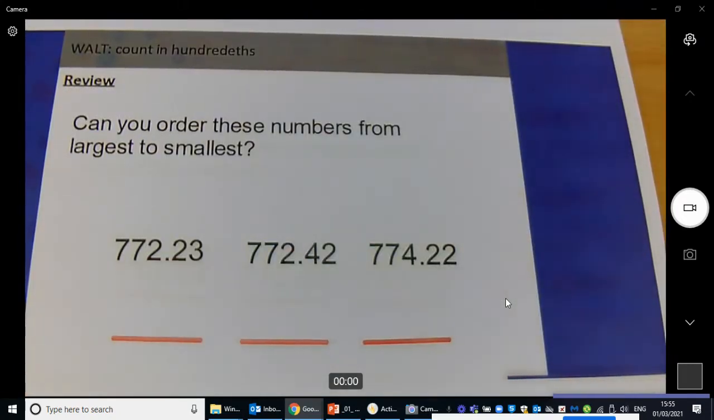So before we get into today's work, we are firstly going to do a little review of what we did yesterday, which was ordering decimals with hundredths. So here you can see 3 numbers. Can you please pause the video and order these numbers from largest to smallest? So descending order. Off you go.